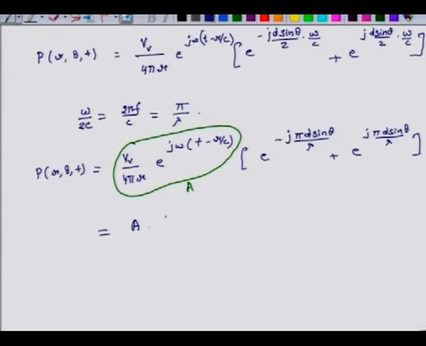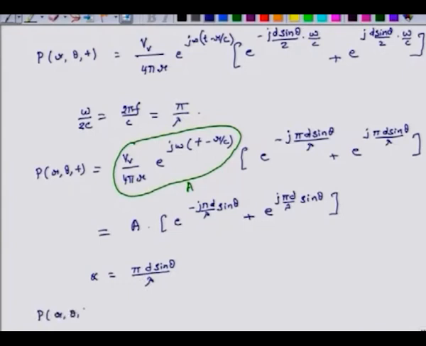So, that is my A times e to the minus j pi d over lambda sin theta plus e to the j pi d over lambda sin theta. Now, I define some term alpha as pi d sin theta over lambda. So, my expression for P, which is dependent on r, theta and t, equals A times e to the minus j alpha plus e to the j alpha.